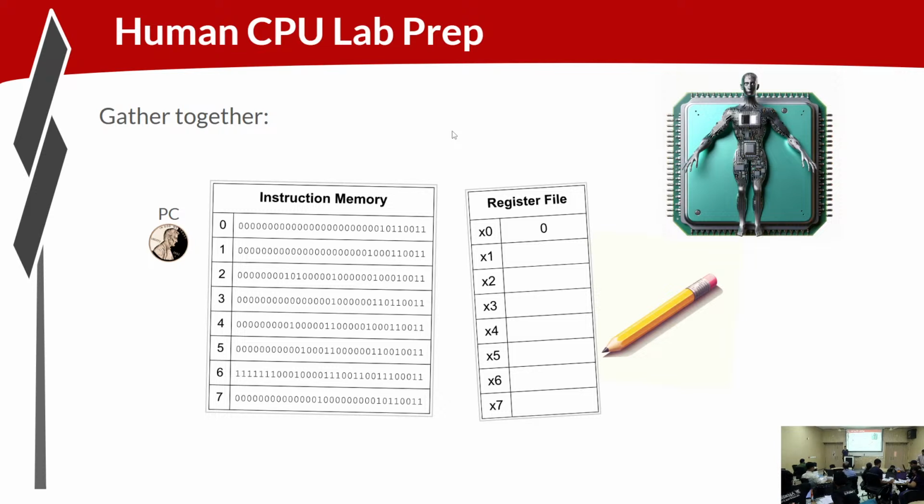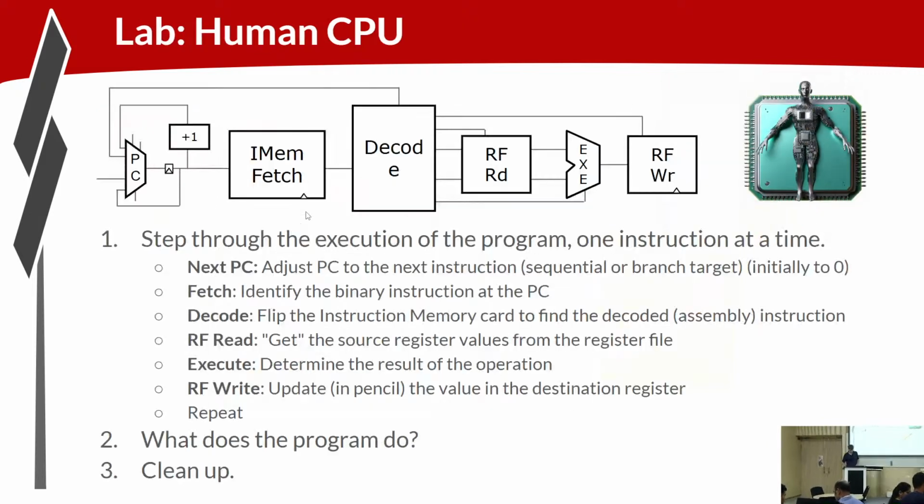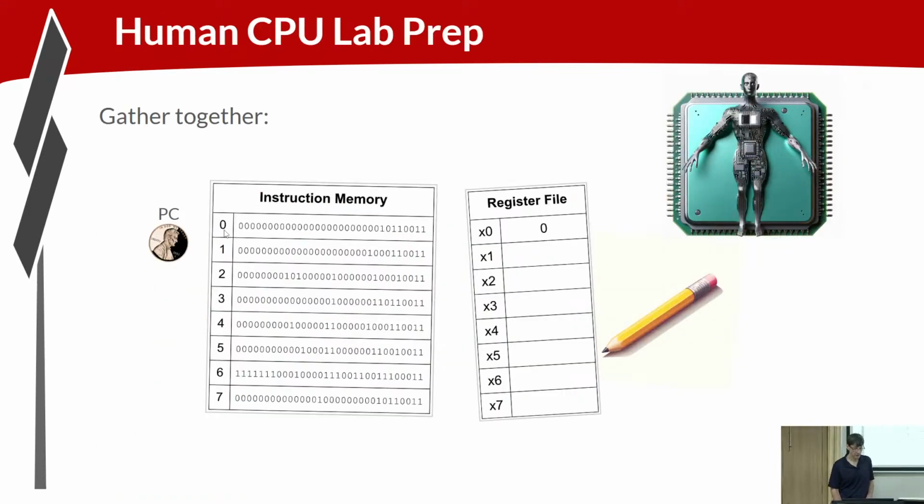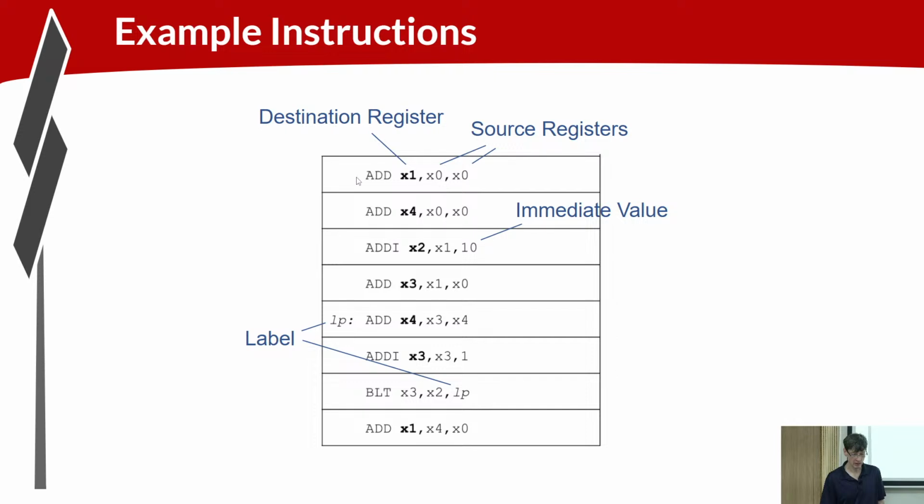So just to step through this in case anybody is having trouble getting started: you are the CPU, so you're going to do these steps. The first one is next PC. For the first instruction, that's just setting the PC to 0. You're going to fetch the instruction. Here's the instruction. You're going to decode the instruction, which means interpret these bits, which we're going to do just by looking at the opposite side of the card, which has the decoded instruction, which in this case is this one here. This is an add.